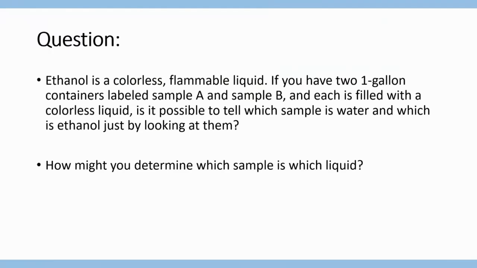Okay, so this says ethanol, which is an alcohol. It's a colorless, flammable liquid. We have two 1 gallon containers. One is labeled sample A, one is labeled sample B. Each is filled with a colorless liquid. We're assuming one is ethanol and one is water.